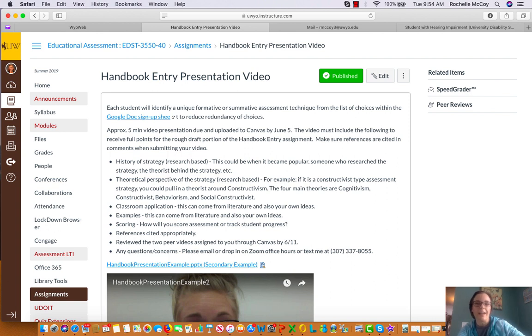Of course, it would still guide future instruction because a summative assessment is not the end result to where you wouldn't do anything with it. You would still want to continue to instruct your students and help them to understand what they didn't understand. So that's just a quick breakdown of the difference between formative and summative assessments.